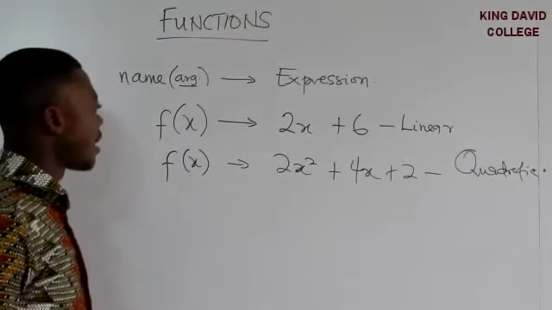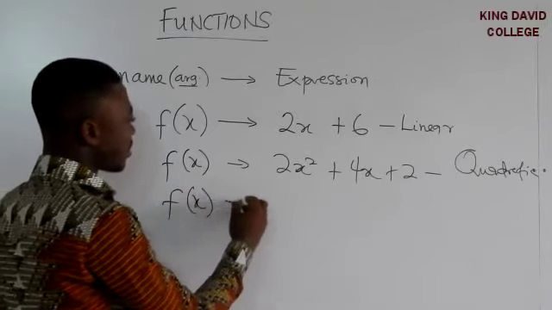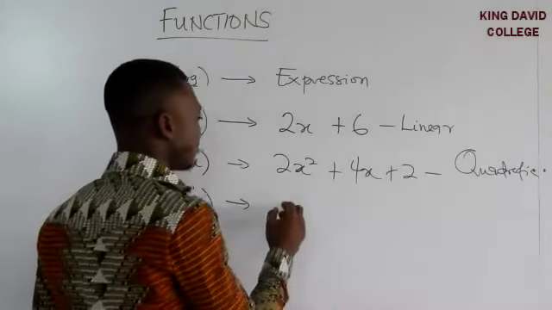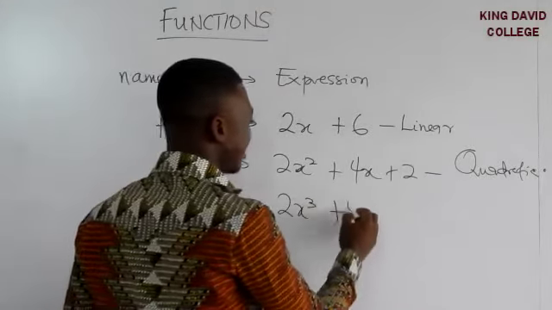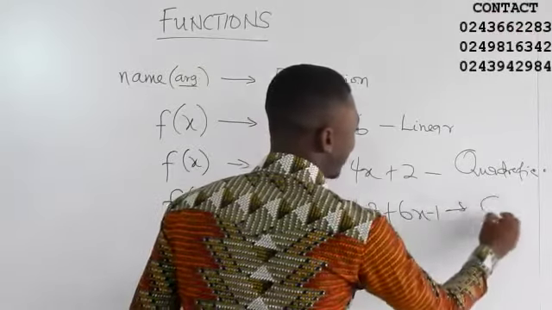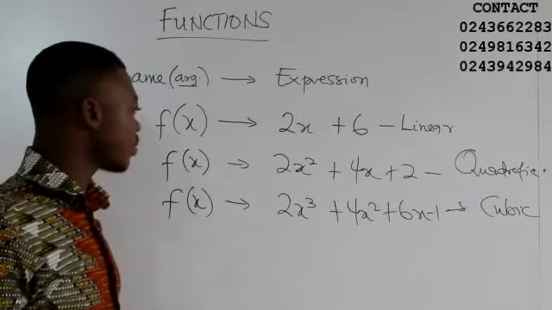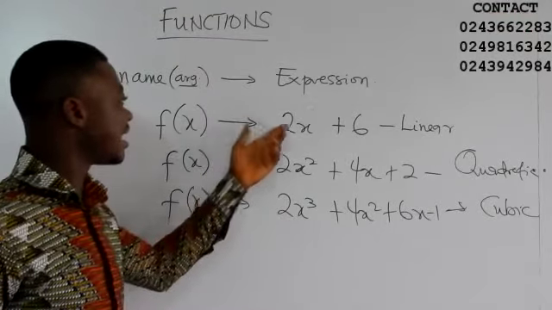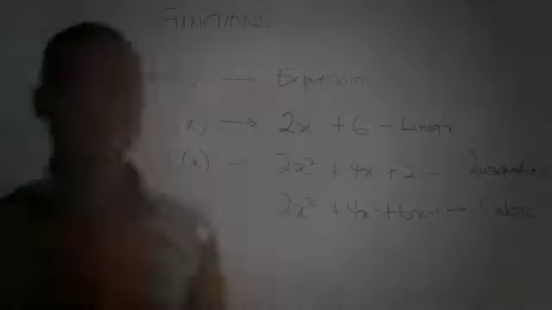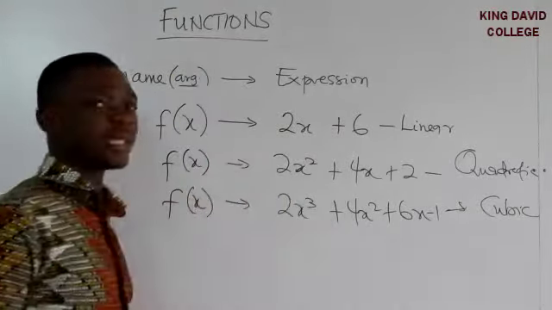Or for improvement, you could have f of x also being a cubic function. So that one will have the form 2x cubed plus 4x squared plus 6x minus 1. And this one will be referred to as what? A cubic function. So with this, just like the linear, where the highest power is 1, and quadratic, where the highest power is 2, in cubic the highest power is 3. So the functions can be placed in whatever form.